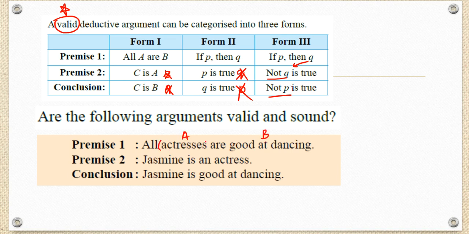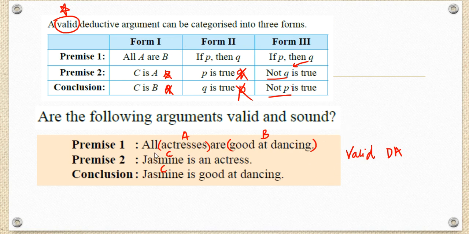All actresses are good at dancing. So we look at premise 2: Jasmine is an actress. Jasmine is C, and C is A, actress, correct. Then Jasmine is C, C is B: Jasmine is good at dancing. So does it follow argument form 1, 2, 3? Yes, it follows form 1. So this is a valid deductive argument. Then we have to decide whether it's sound or not.